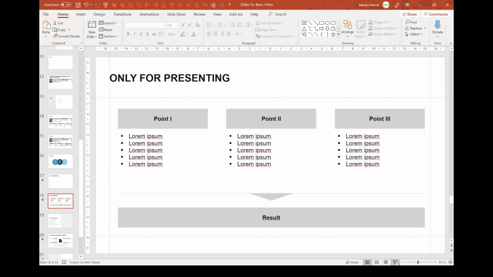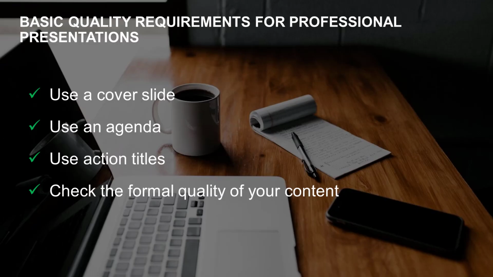Those were some basic requirements for the professional look of your PowerPoint presentation. Make sure you use a cover slide and agenda. Use action titles in general and use them to tell a story, your story. And last but not least, check if your content looks professional. Just to be clear, if you check all those boxes here, it doesn't mean that your presentation will be great. It just means you've managed to meet the basic criteria for a professional presentation.